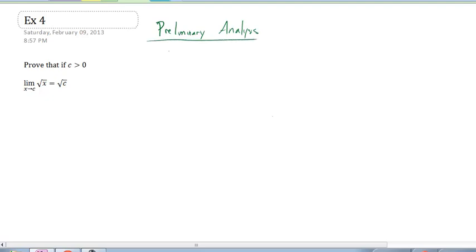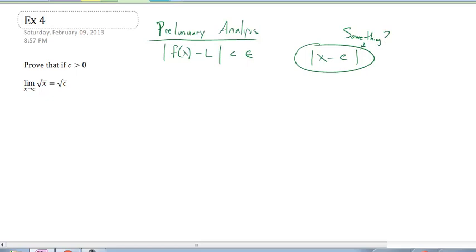We say to ourselves, okay, the preliminary analysis is an evaluation of making sure that the absolute value of the difference between the height and the limit is less than some epsilon value. Right? And what we're looking for is to evaluate something about x minus c. And say, okay, something here matters. And so we're looking for that absolute value of x minus c. In this problem, we get the absolute value of root x minus root c. It's less than epsilon, and we're looking for x minus c.